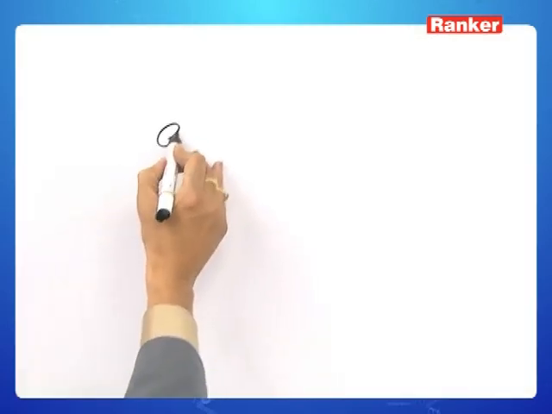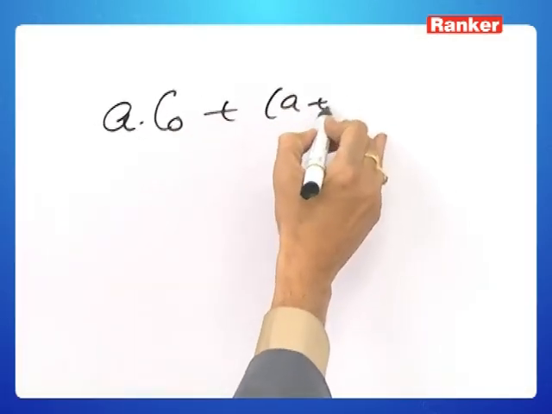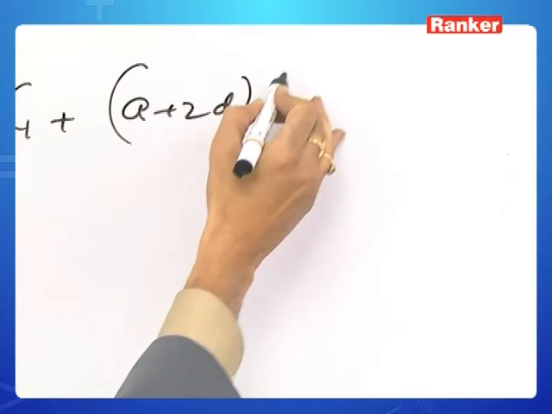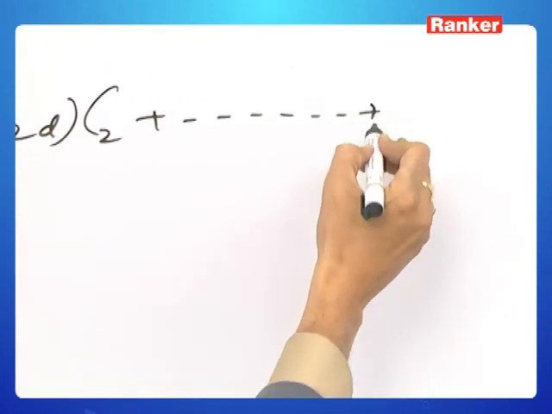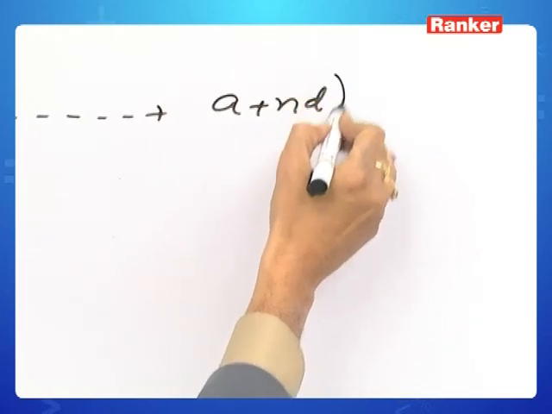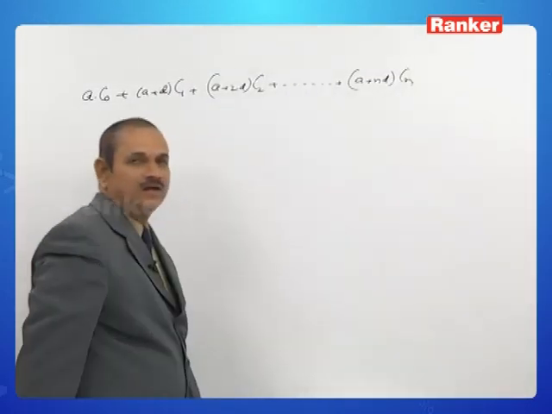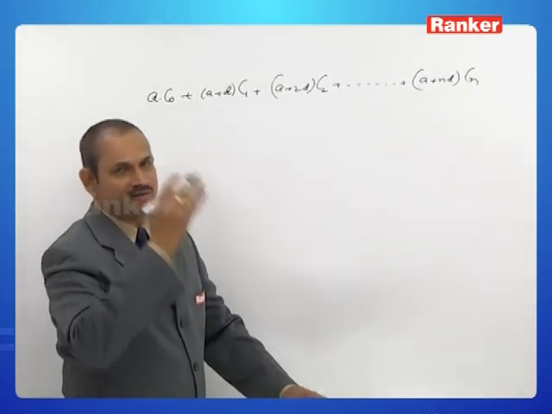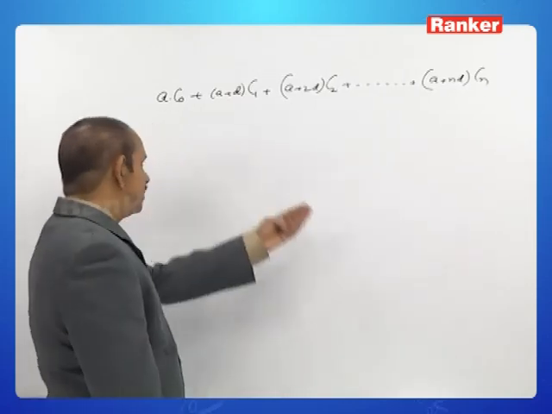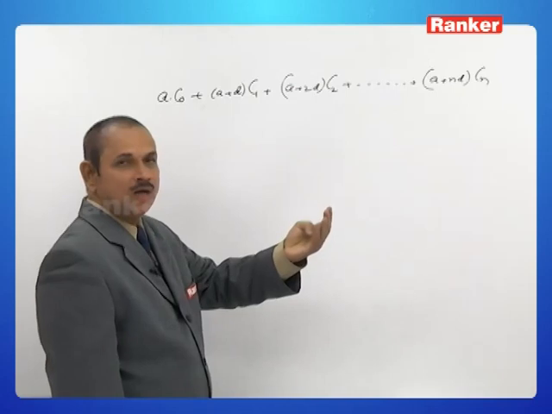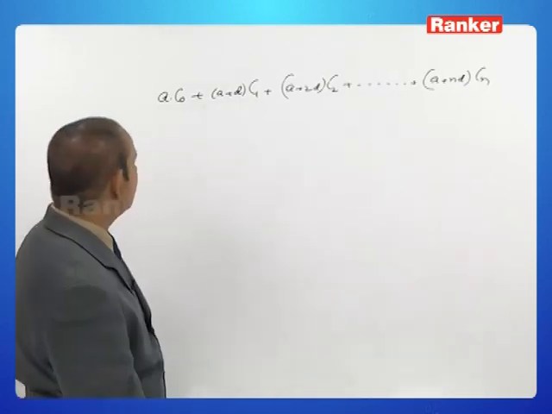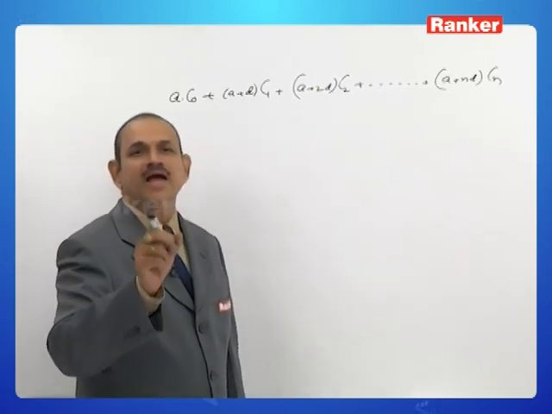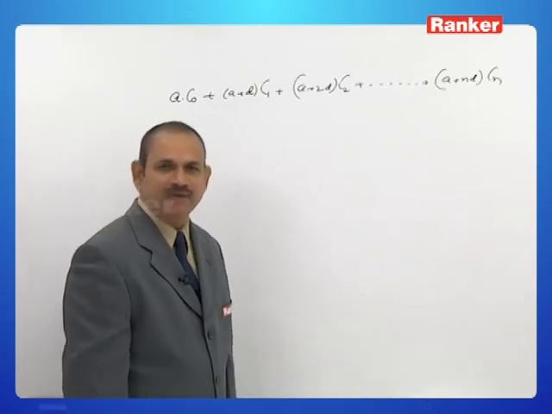Yes. Next one. A into C naught plus A plus D into C1 plus A plus 2D into C2, etc., etc., A plus ND into Cn. That is a new sum, rather expression connecting the binomial coefficients. Well, my dear, you please observe all the coefficients which lie behind the binomial coefficients: A, A plus D, A plus 2D and so on, A plus ND. They are in AP, isn't it?